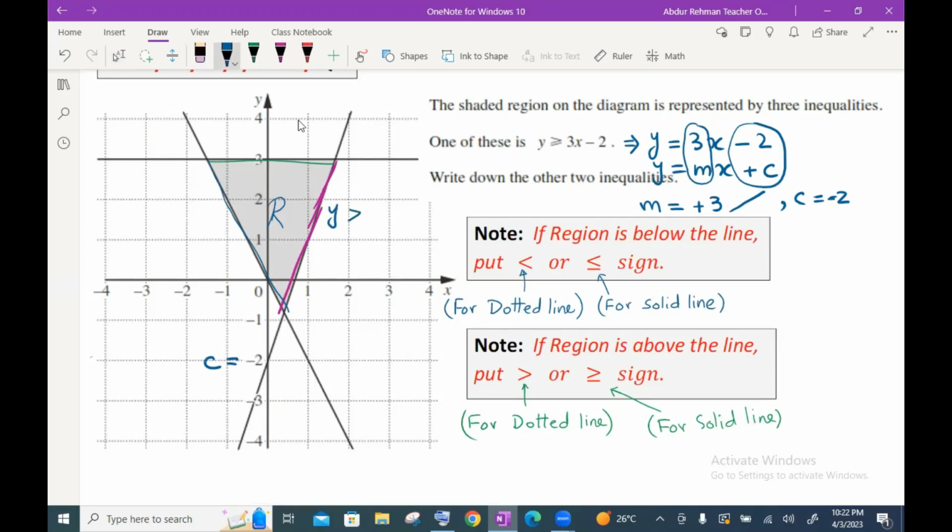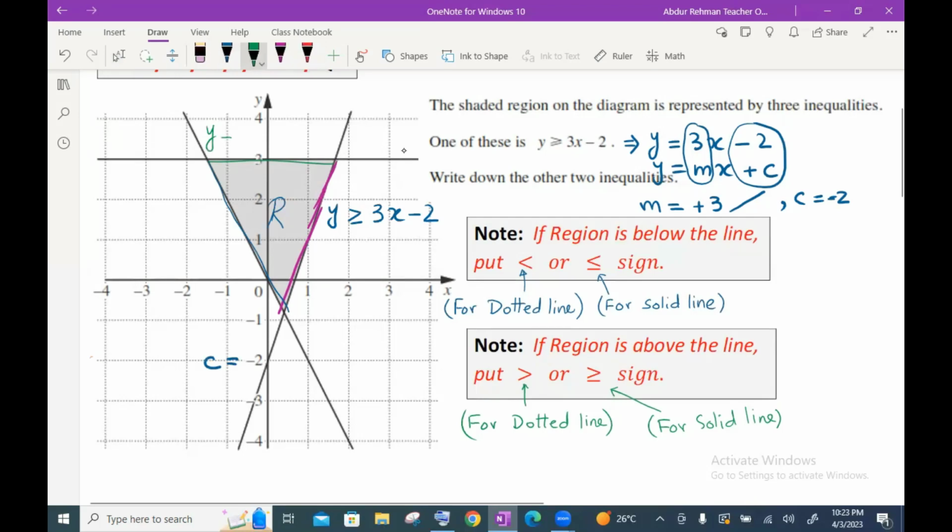The inequality for this line is given in this question here. And now the task is to find the remaining two inequalities, the green one and the blue one. So the first step is to find the equation of this line. The equation of this horizontal line is, because it is intersecting the y-axis at 3, the equation of this green line is y equals 3.